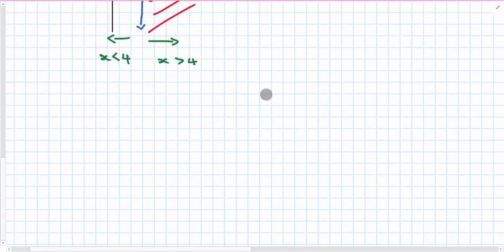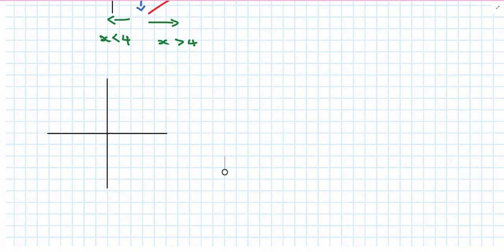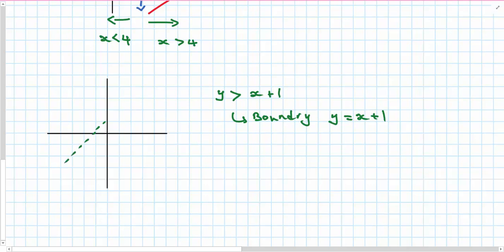Things aren't always so clear-cut. Let's look at another example. What about if the question asks for you to shade the region where y is greater than x plus 1. So again, we look for the boundary, and our boundary is going to be y equals x plus 1. So we know what that looks like. Let's sketch it. It's the graph of y equals x, shifted up 1.